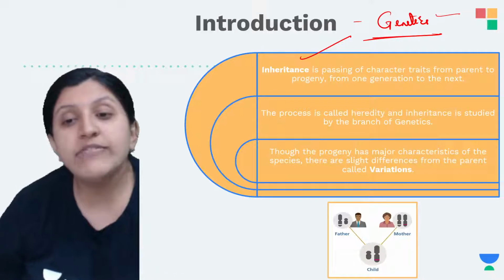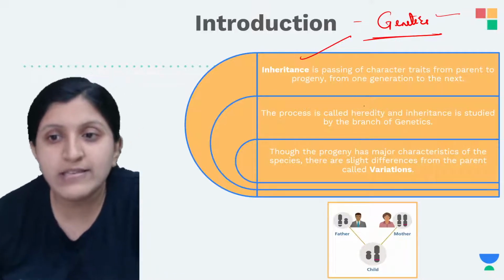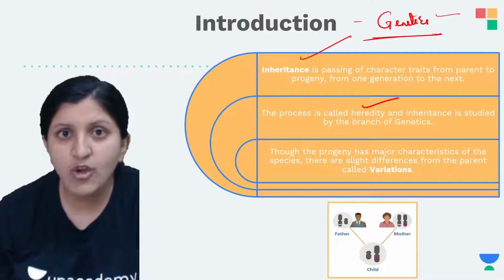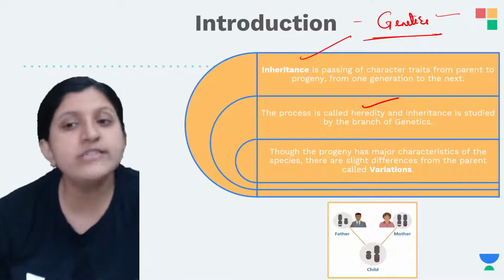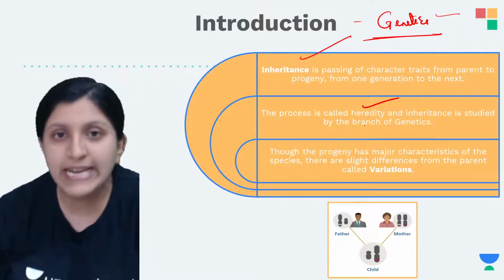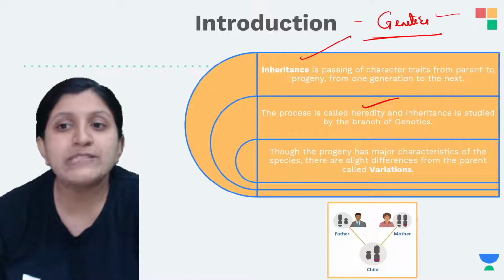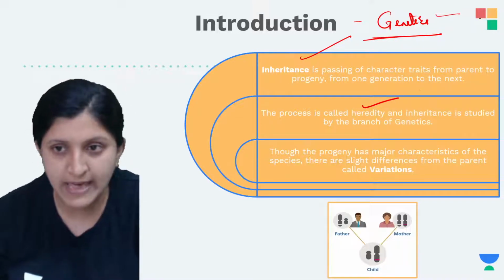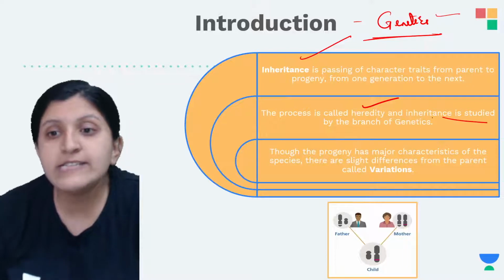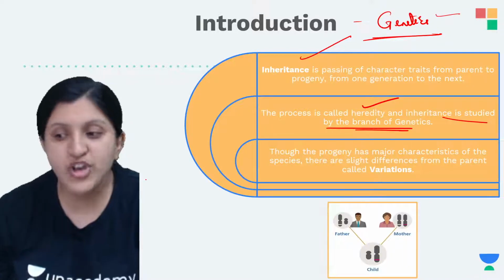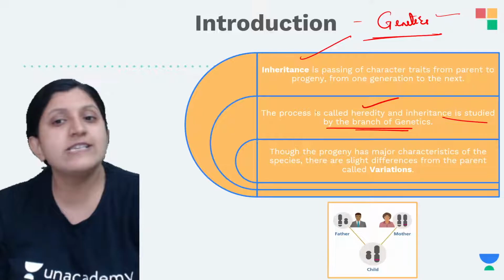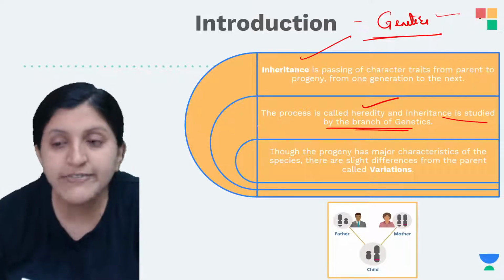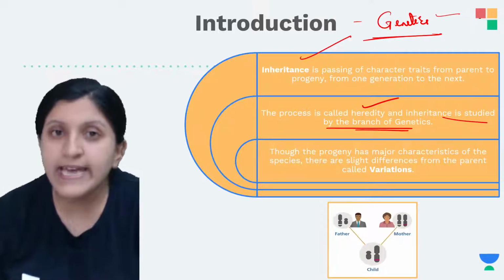Now this process is called heredity. So what exactly is the process? The process name is basically heredity, and the passing of character traits from parents to the progeny we call inheritance. And inheritance is studied by the branch of genetics. So under genetics itself, we'll be studying heredity and the inheritance pattern.